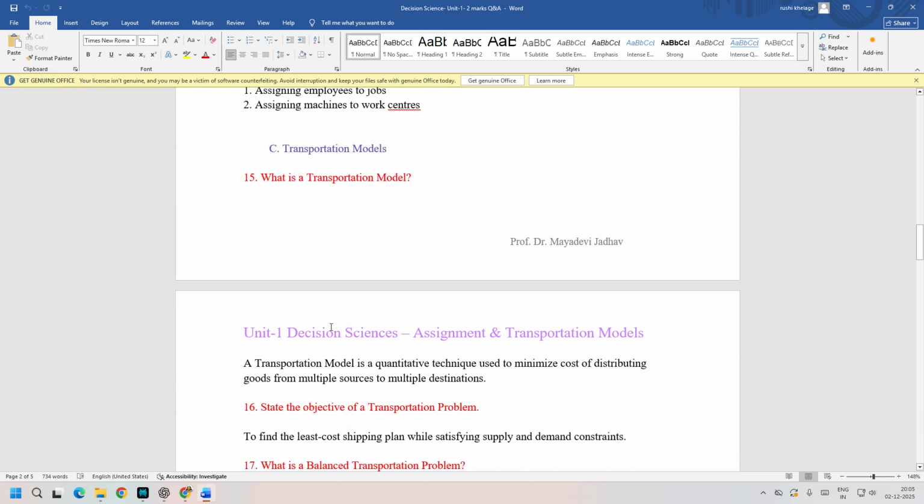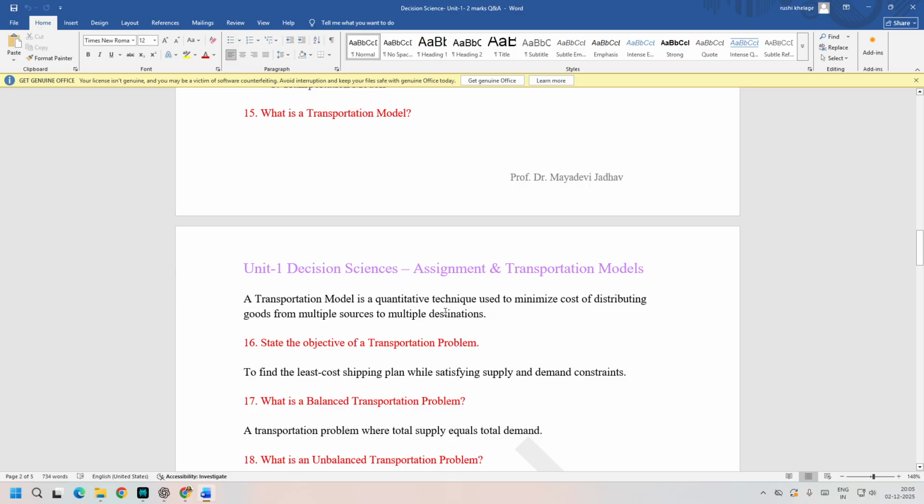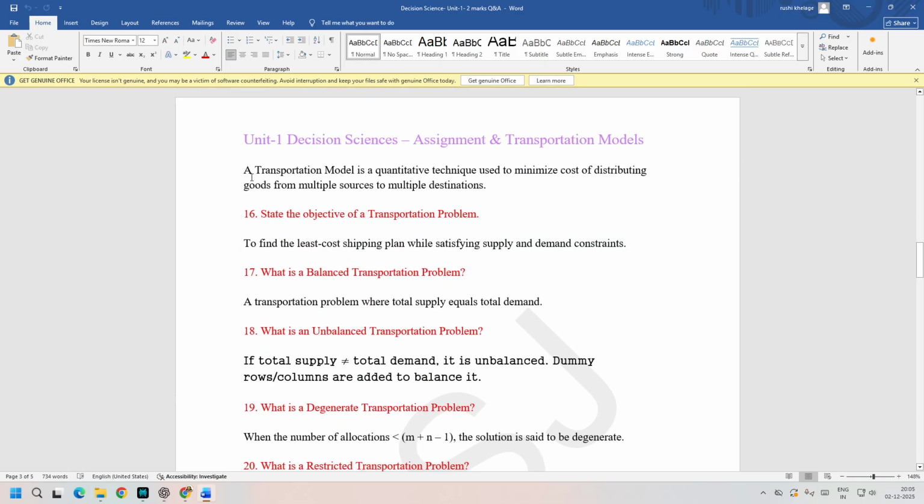Here we will see a transportation model is a quantitative technique used to minimize cost of distributing goods from multiple sources to multiple destinations. The name itself suggests transportation, that is, the cost of distributing goods from multiple sources to multiple destinations. That cost should be minimized.